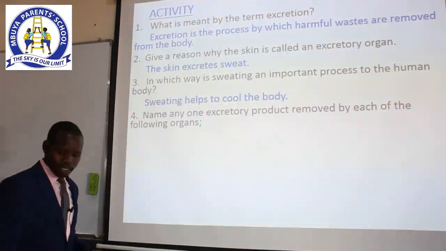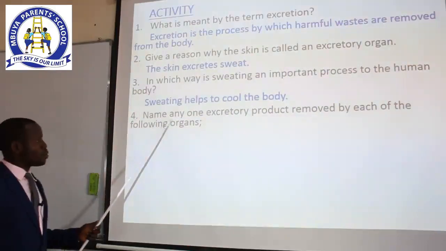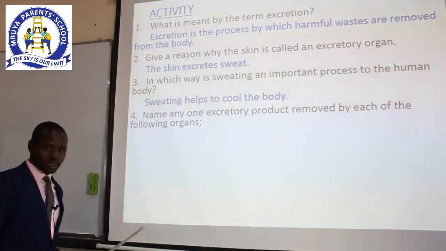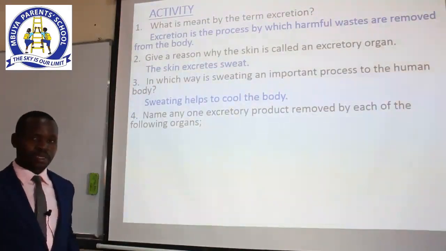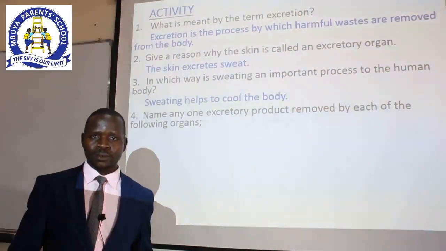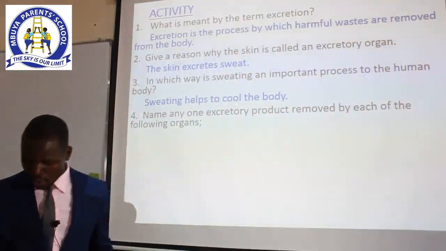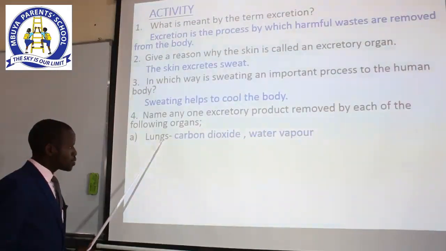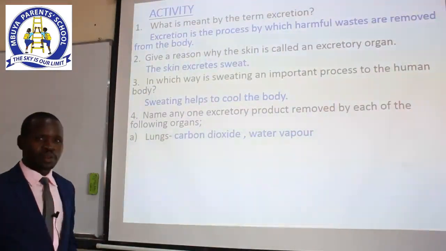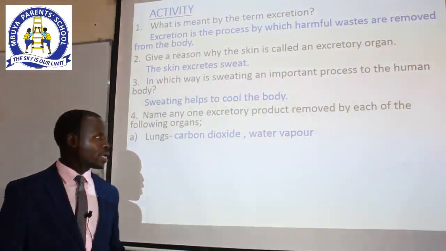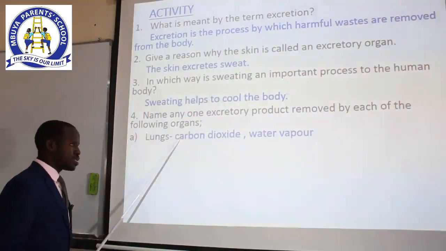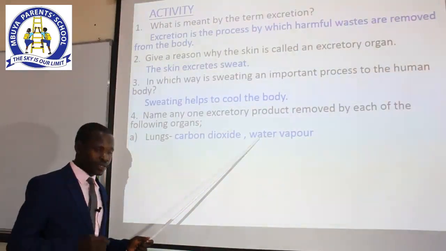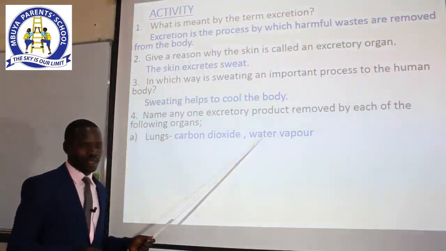Our next question was, name any one excretory product removed by each of the following organs. Remember, we talked about the organs that make up the excretory system. So what were these organs? One, we looked at the lungs. So which excretory products are excreted from the body by the lungs? One, we have carbon dioxide. And secondly, we have water that comes out in form of water vapor.